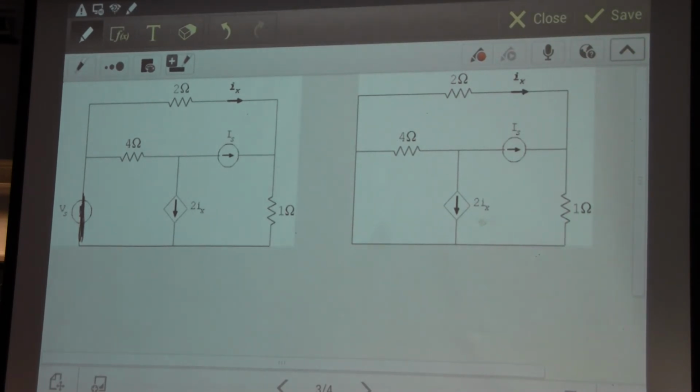Same thing, we now want to find Ix. So let's try to find what Ix is. You know it already? Minus 1/3. Right. We're going to give people time.